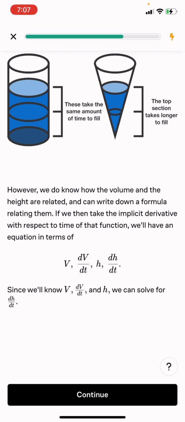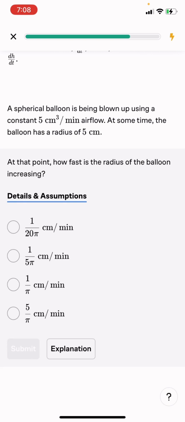We take the implicit derivative with respect to time of that function. We'll have an equation in terms of volume, derivative of volume over derivative of time, height, derivative of h, and derivative of time. Since we know volume, derivative of v, derivative of t, and h, we can solve for derivative of h over derivative of t.